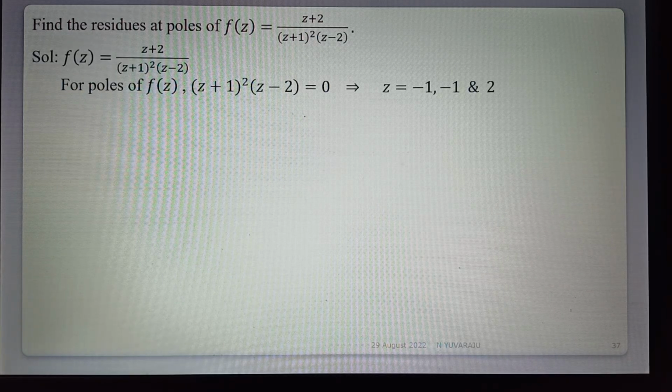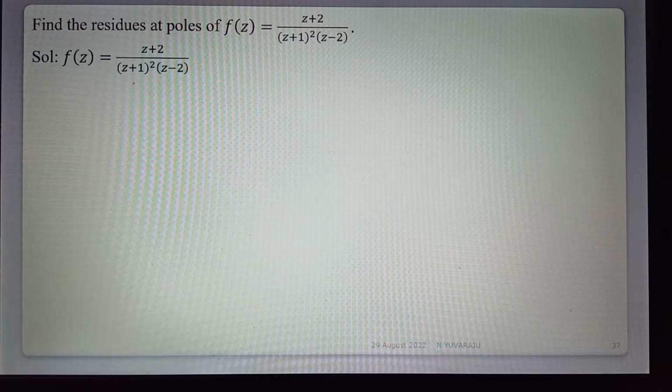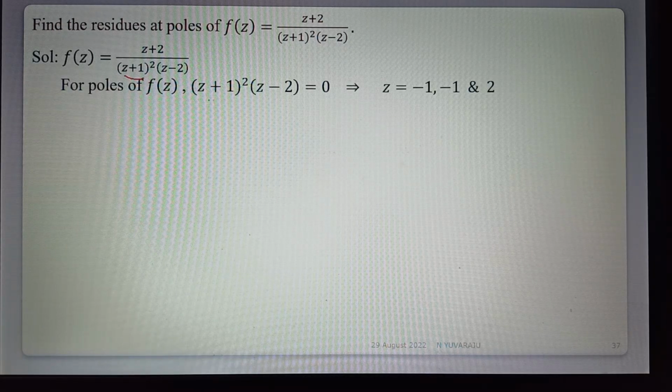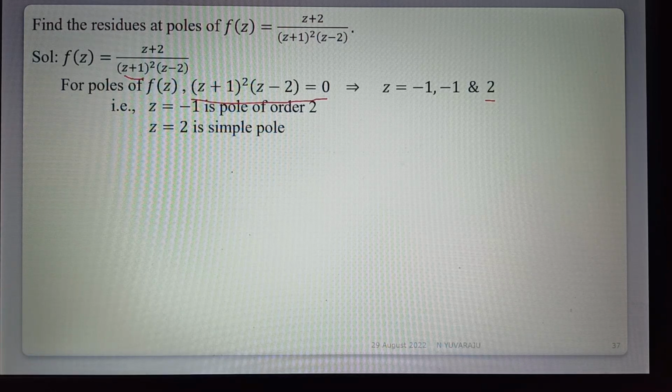To find the poles, we equate the denominator to 0. Given f of z is equal to z plus 2 by z plus 1 whole square into z minus 2, clearly the function is not analytic at z is equal to minus 1 and z is equal to 2. For poles of f of z, the denominator is equal to 0, that is z is equal to minus 1, repeated 2 times, and 2. So there are two poles, minus 1 and 2, but minus 1 is repeated 2 times. So z is equal to minus 1 is a pole of order 2 and z is equal to 2 is a simple pole.